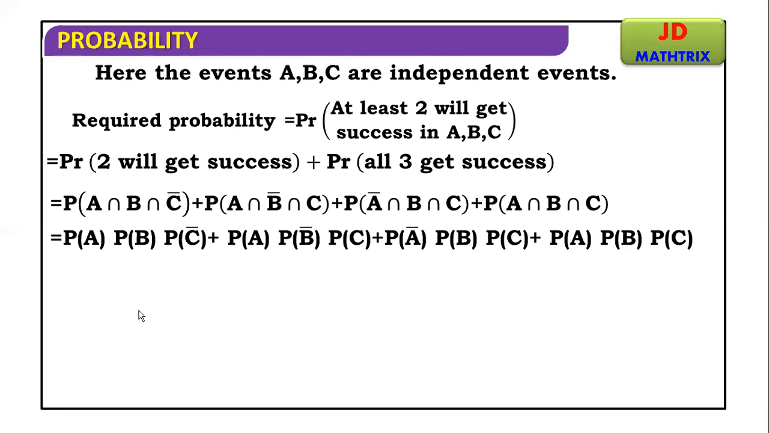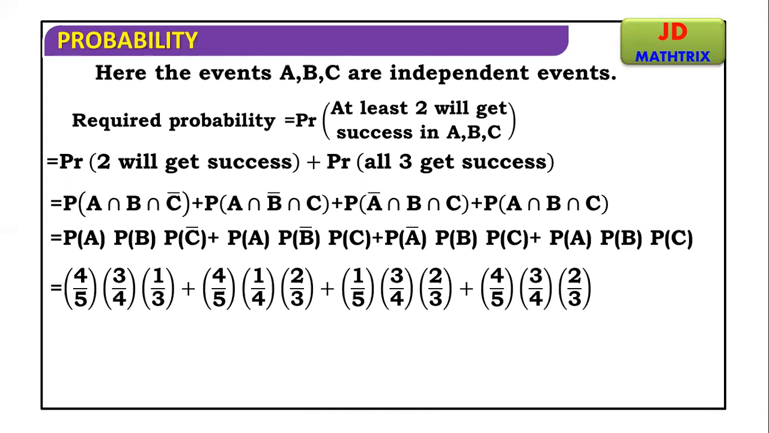Now substitute the values of P of A, P of B, P of C bar. Substitute all the values there and simplify. So the LCM we get is 60; 60 is the LCM for all of them. The numerators come to 12 plus 8 plus 6 plus 24, divided by 60. So this is 50 by 60, that is 5 by 6. So 5 by 6 is the required probability.